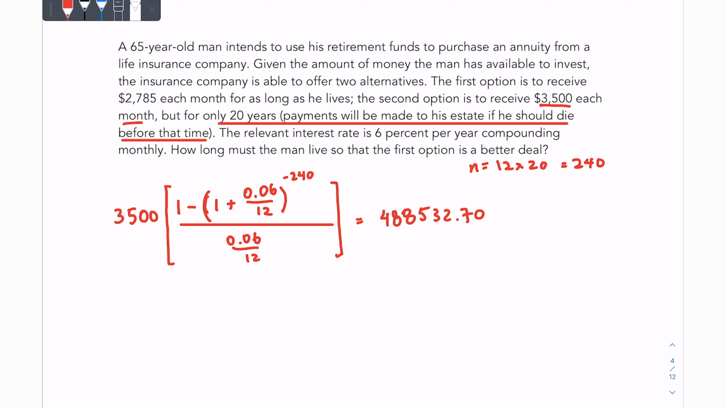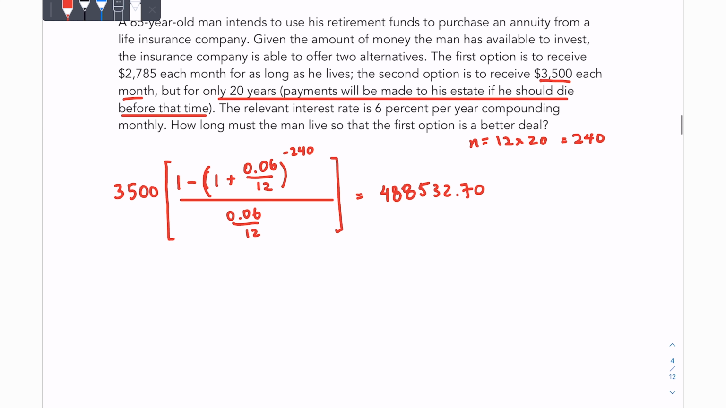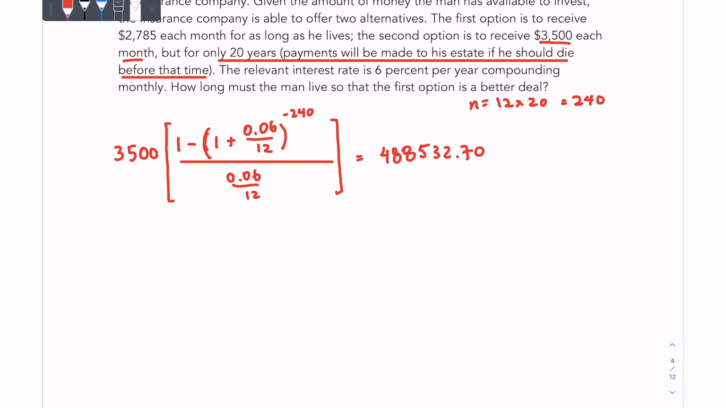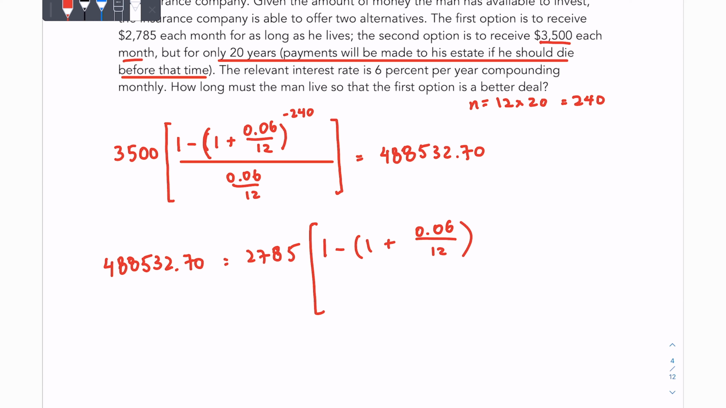Next, we're going to take that value and plug it in as the present value of the first alternative, but this time we'll be solving for n. So 488,532.70, and the payment is $2,785. Same formula, same interest rate, but n is the unknown. So I'll just leave that as an unknown.